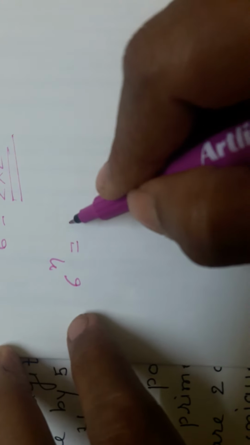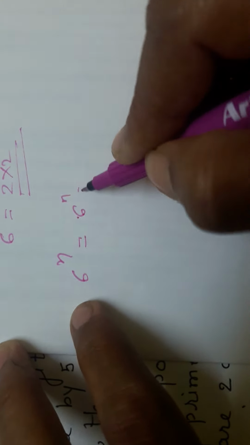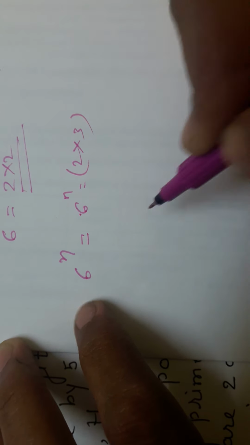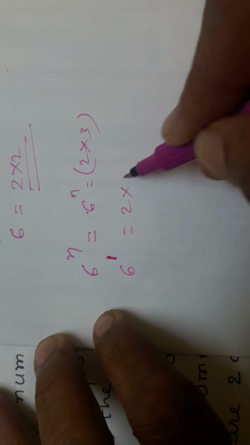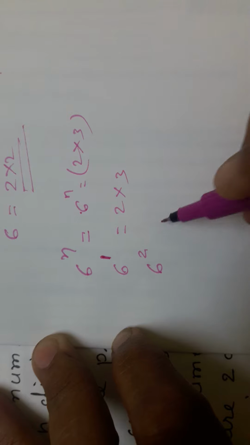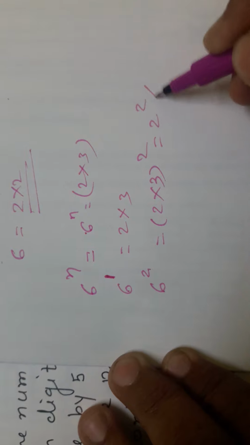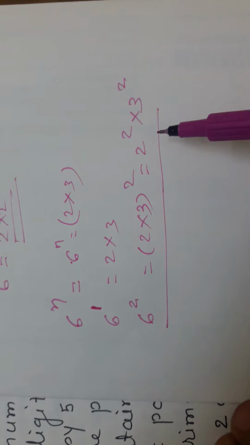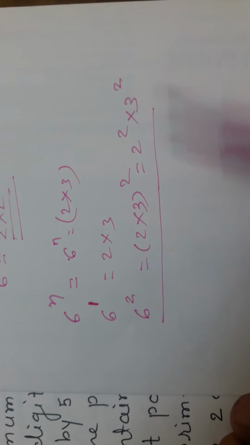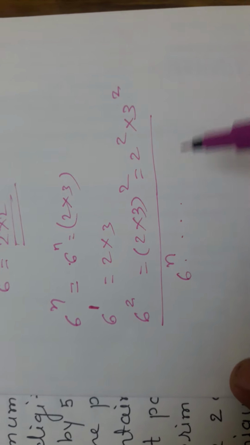6 raised to the power n, which is nothing but the factors of 6. 2 into 3 are the factors of 6. If n value is 1, then we get 2 into 3. If n value is 2, then we get 2 into 3 square, meaning 2 square into 3 square. In this problem you find 5 is not one of the factors of this number, meaning 6 raised to the power n cannot end with the digit 0.